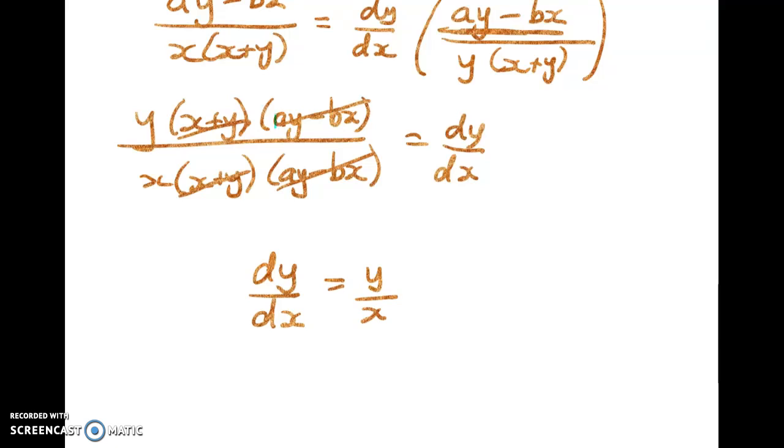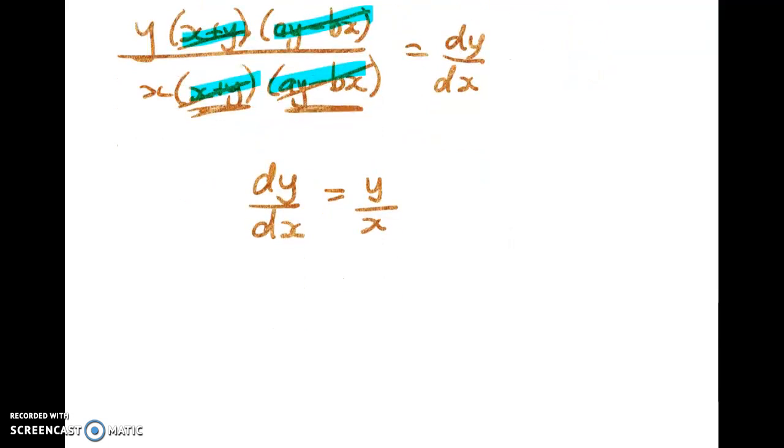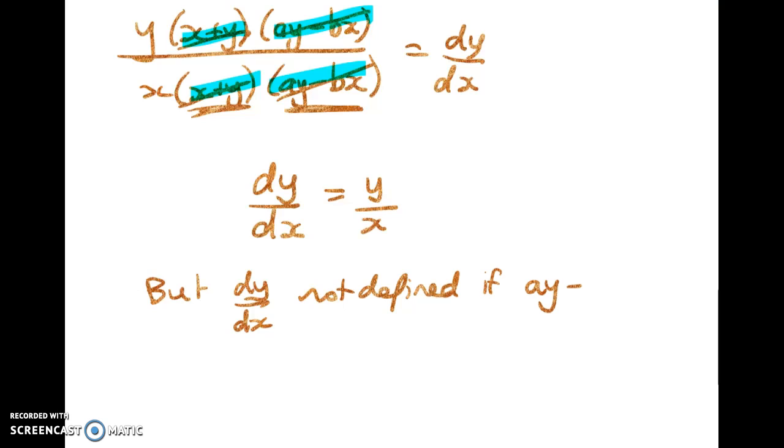But we've got to be a little bit careful. It's fine for me to sit here and go like this, but we can't do that if we've got a problem if this is 0 or if this is 0. So we just need to write down that that derivative is not defined in two situations. The first is if ay minus bx equals 0. In other words, if ay equals bx, which is what we started with.